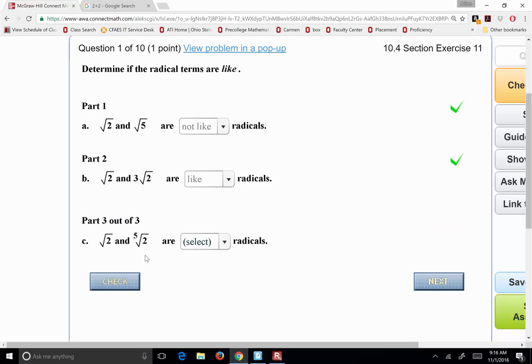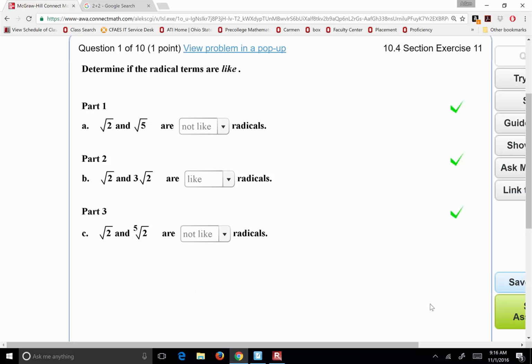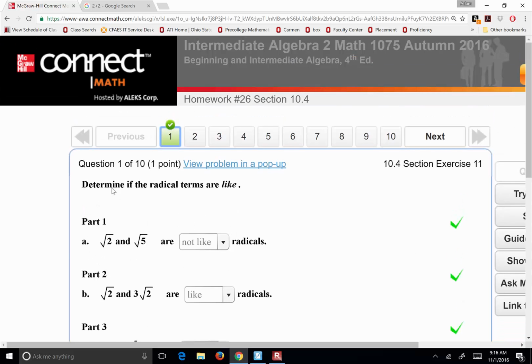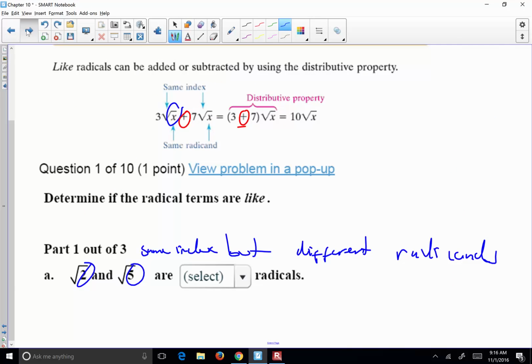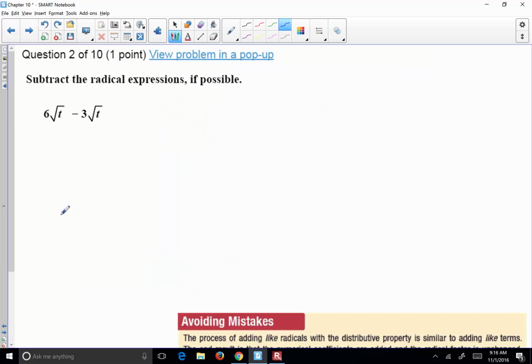How about these? Same prisoners, 2, 2. You have a square root, and this is a fifth root. So different types of prisons, they are not like. Okay? They are not like. You cannot add or subtract them. Alright. Once we are competent at identifying like or unlike things, we are ready to add or subtract.